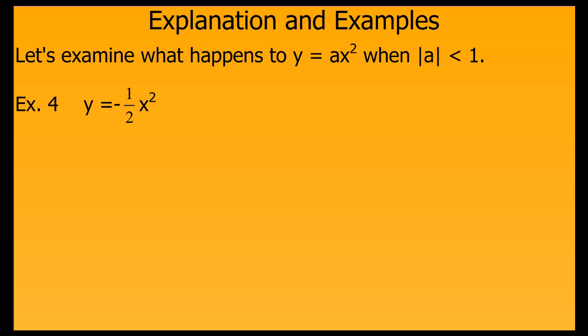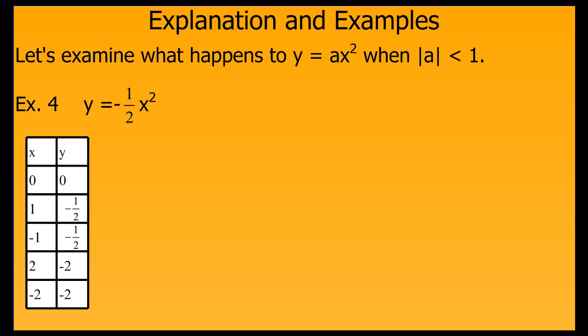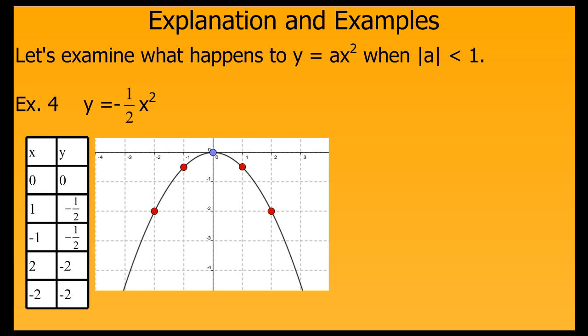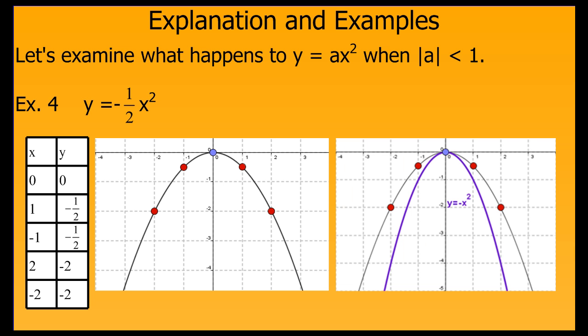So let's take a look at another example where the absolute value of a is less than 1, but this time a is negative. I make my table of values. Now when I graph it, notice that the parabola is downward facing. If I compare it to my parent function, I notice that it is also wider than the parent function.